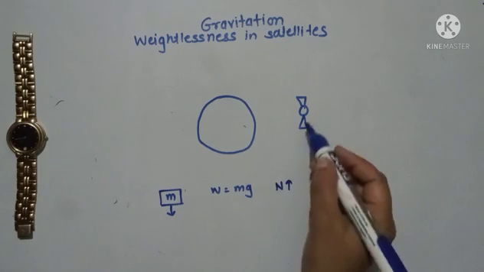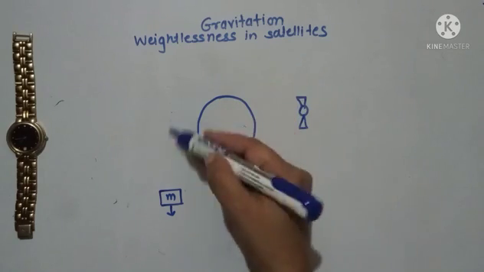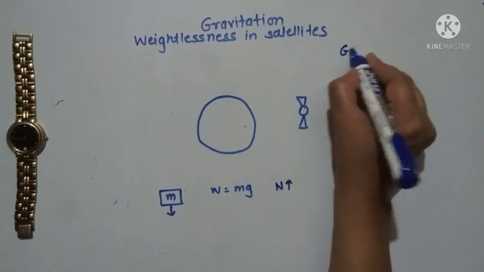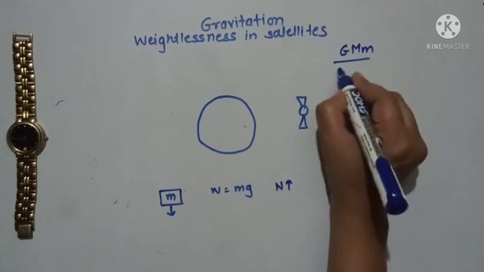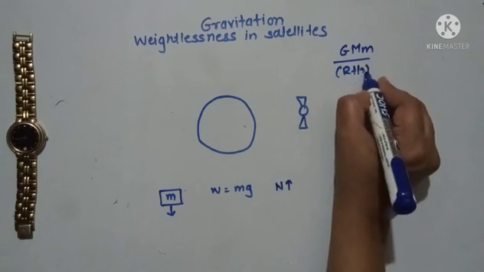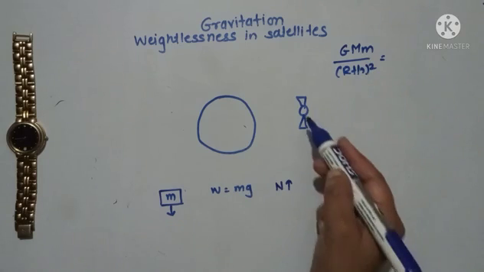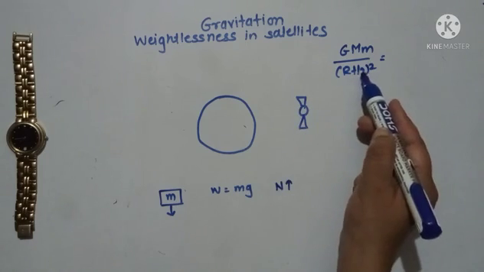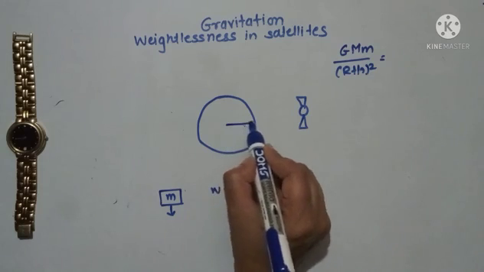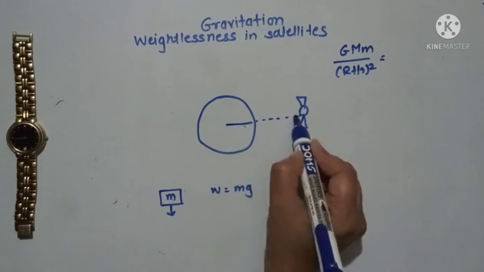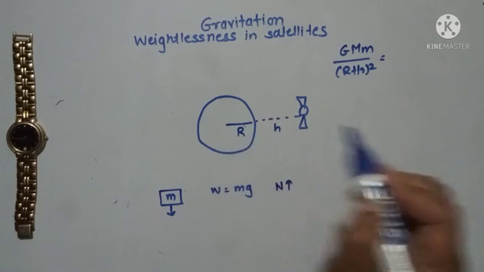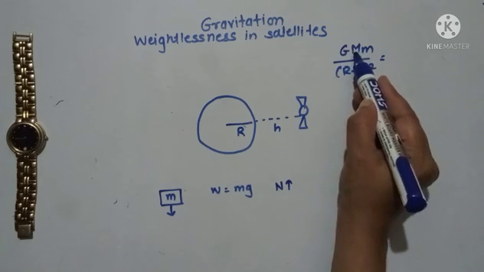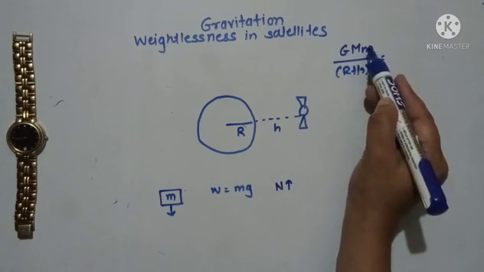Now what happens when the satellite is orbiting the earth? In this case, we have also seen that GMm upon (R plus h) whole squared is nothing but the gravitational force acting on a satellite at a particular height h, where R is the radius of the earth and h is the height of the satellite from the earth's surface. G is the gravitational constant, M is the mass of the earth and small m is the mass of the satellite.